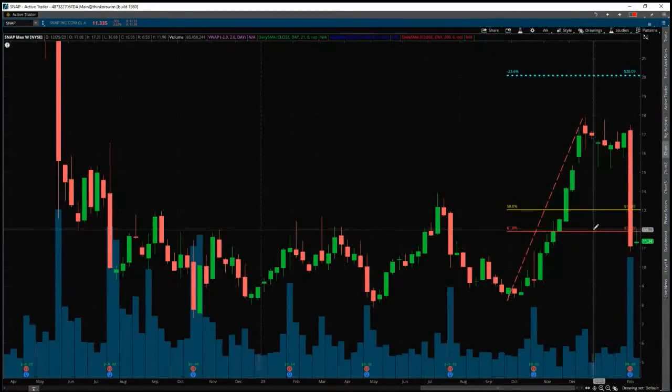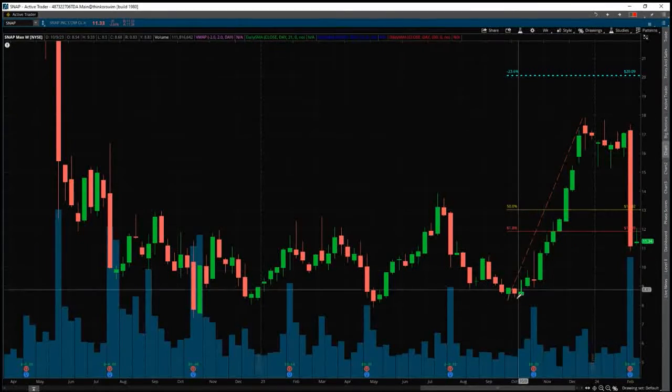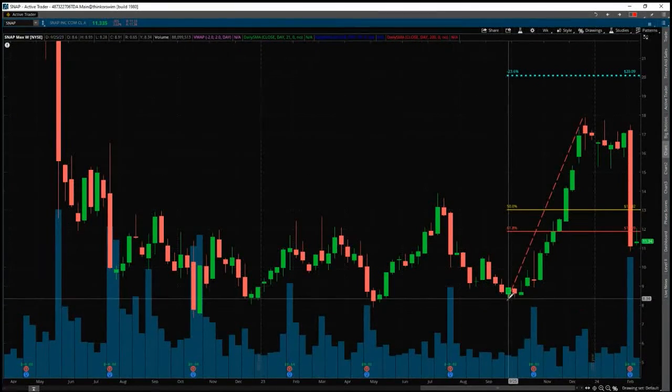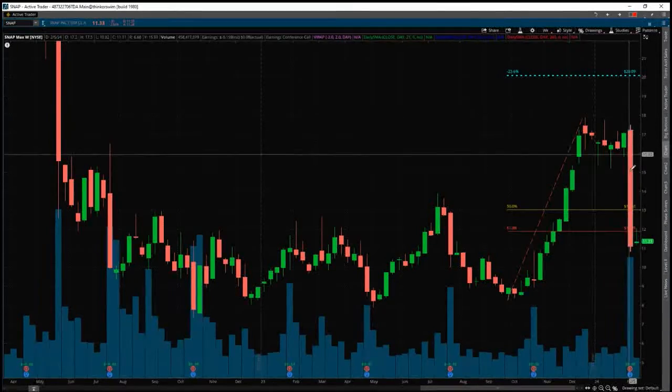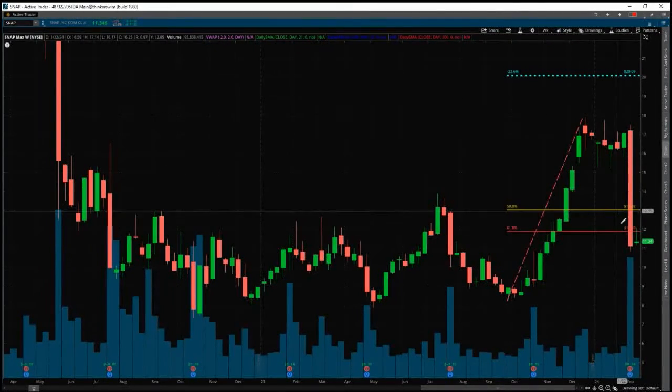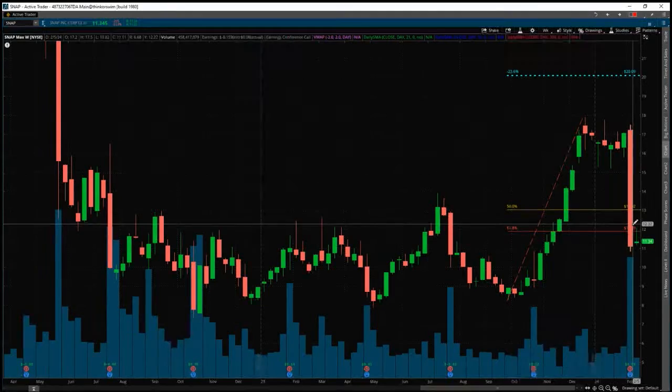So we have a similar move, this earnings move, right? And we have the lows made back in late September to the highs, which were up around 18 at the end of the year. And if we had a natural pullback down into this $12 area, I'd be like, yeah, maybe it is time to buy.